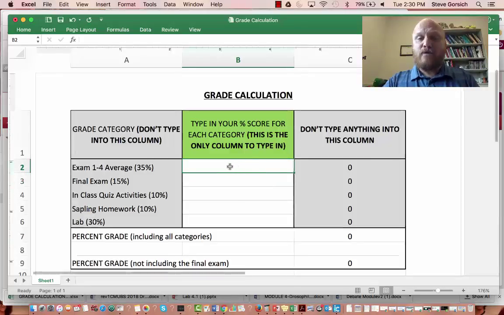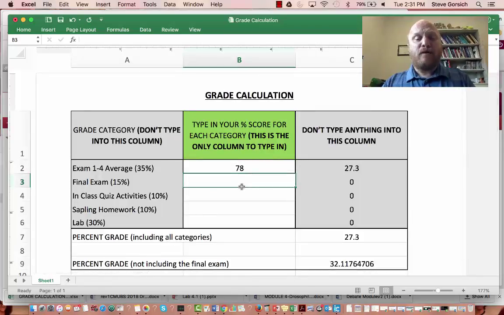So let's say that the average of the exams is at a 78%. If you've taken 2 exams, 3 exams, 4 exams, however many it is, whatever that average is, that's what you're going to put there. And we don't put anything in the final exam yet because we don't know what the final exam is, because you haven't taken it yet. So we'll leave that blank for now.